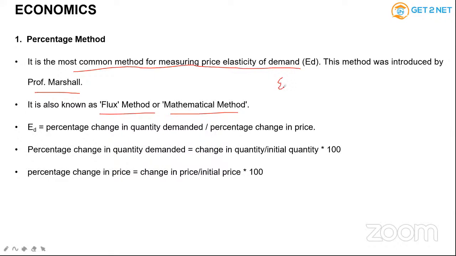Elasticity of demand, we write it as capital E, D. Now, what does it say? Percentage change in quantity demanded divided by percentage change in price, because we are seeing it from the point of view of price. So the elasticity of demand as per the percentage method formula is percentage change in quantity demanded divided by percentage change in price. Did everyone understand? Yes, ma'am.